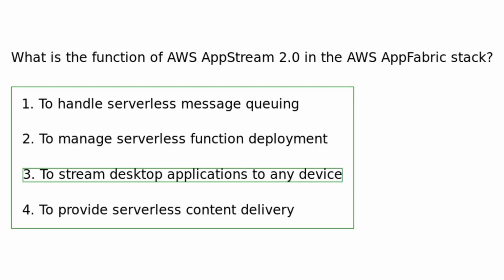AWS AppStream 2.0 in AppFabric allows streaming of desktop applications to any device, enabling serverless app access without installing software locally.